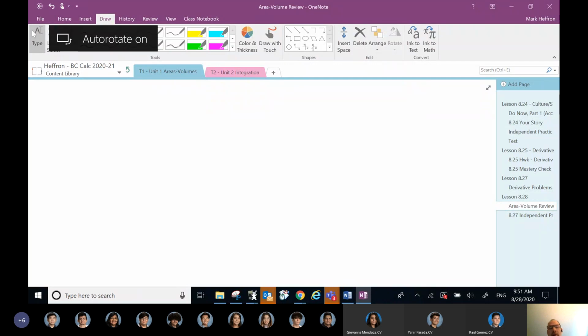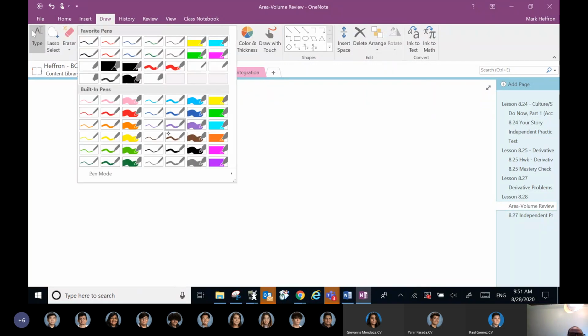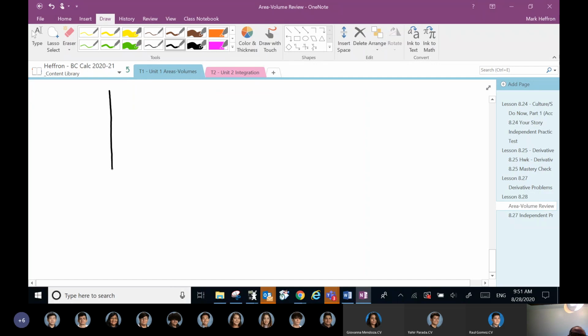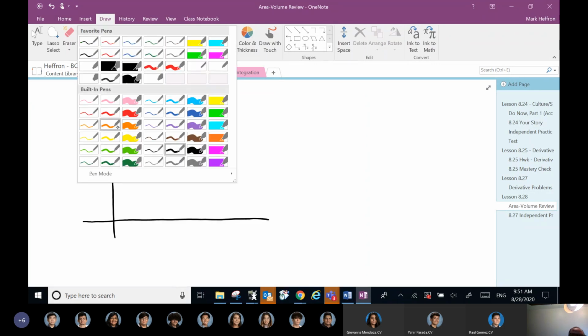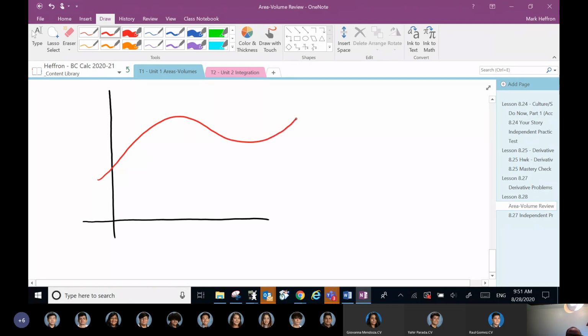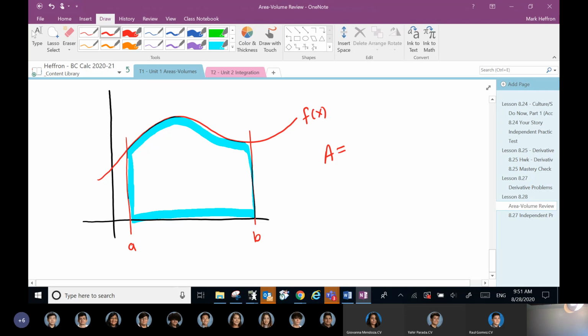If I had a curve, any curve, you should probably put this in your notes. If this is some curve f of x, and I was looking for the area from A to B, all this area here, what would that area equal?